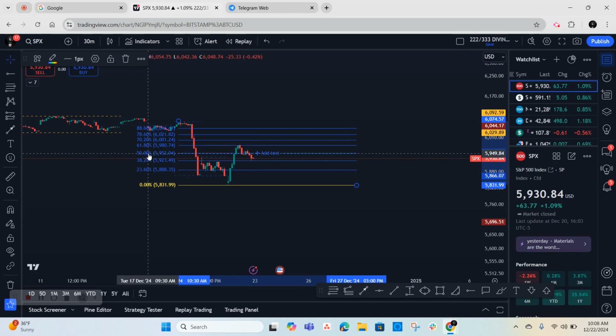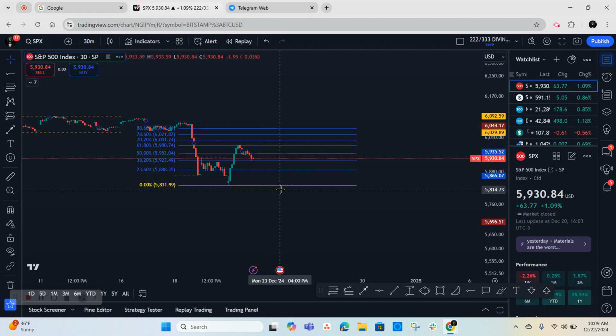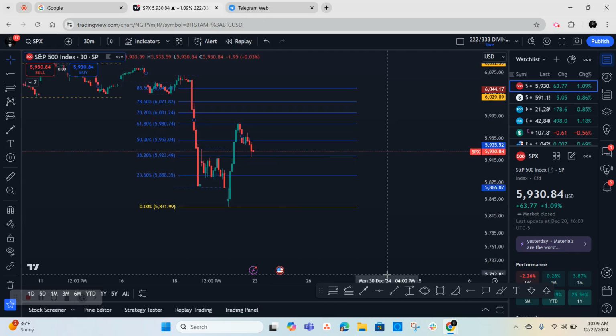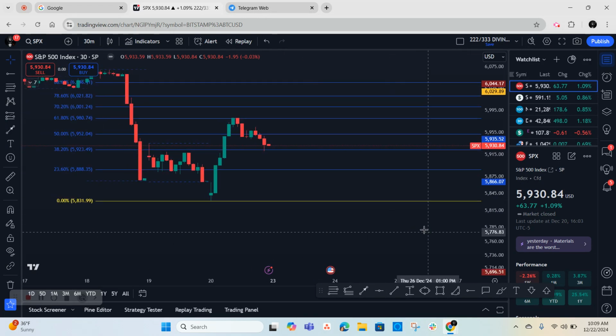50% is your move your stop loss into profit level, and 61 is your secondary level. You can do that. I mean, it's your primary level. You can do that. You can do whatever you want. The question is, can you repeat the same process over and over and over again?